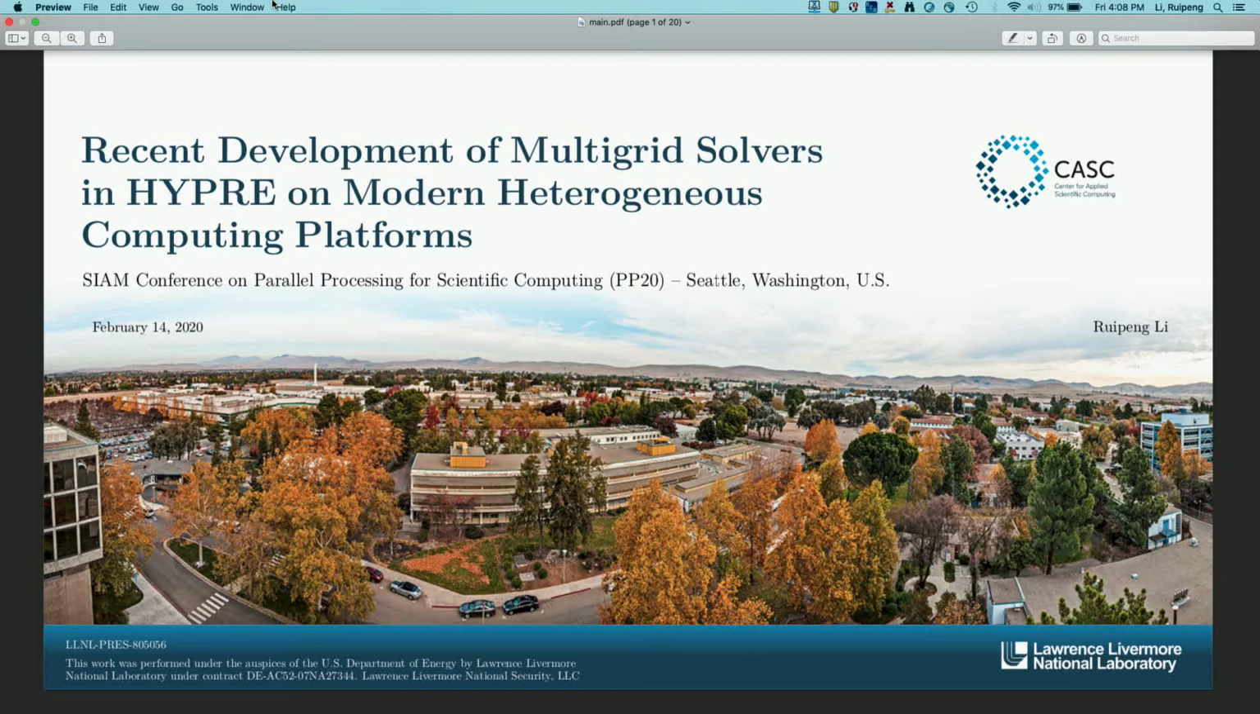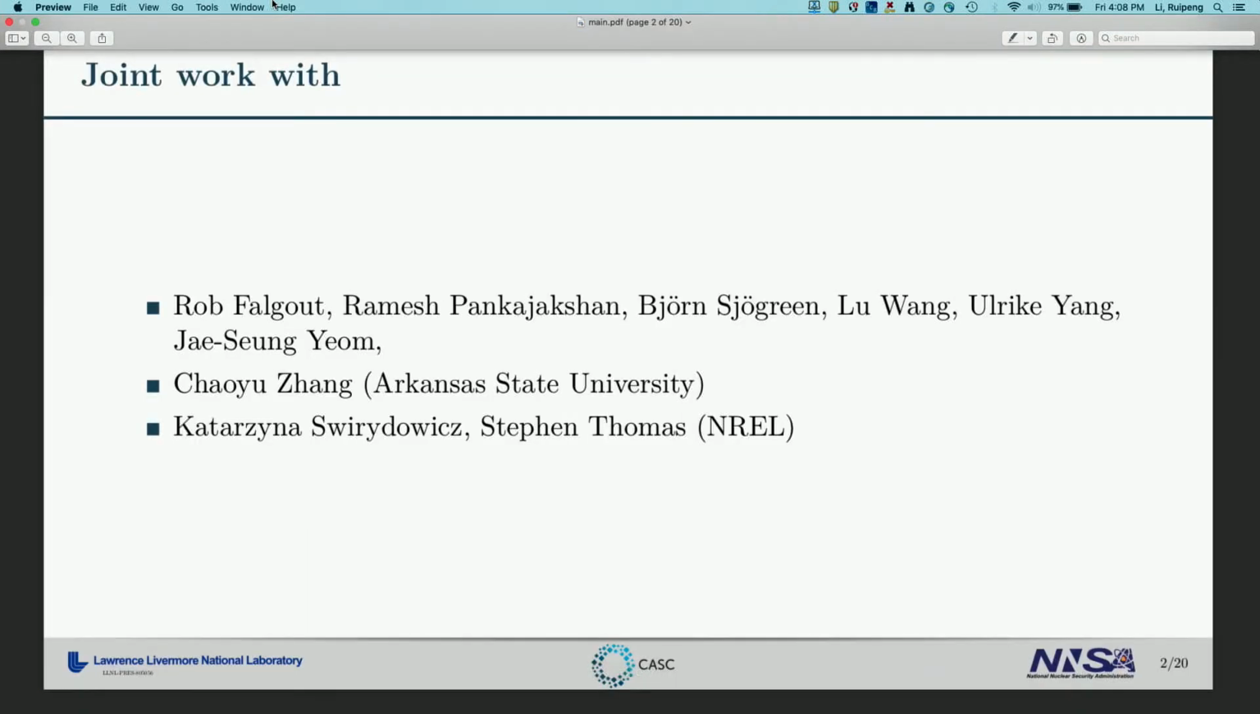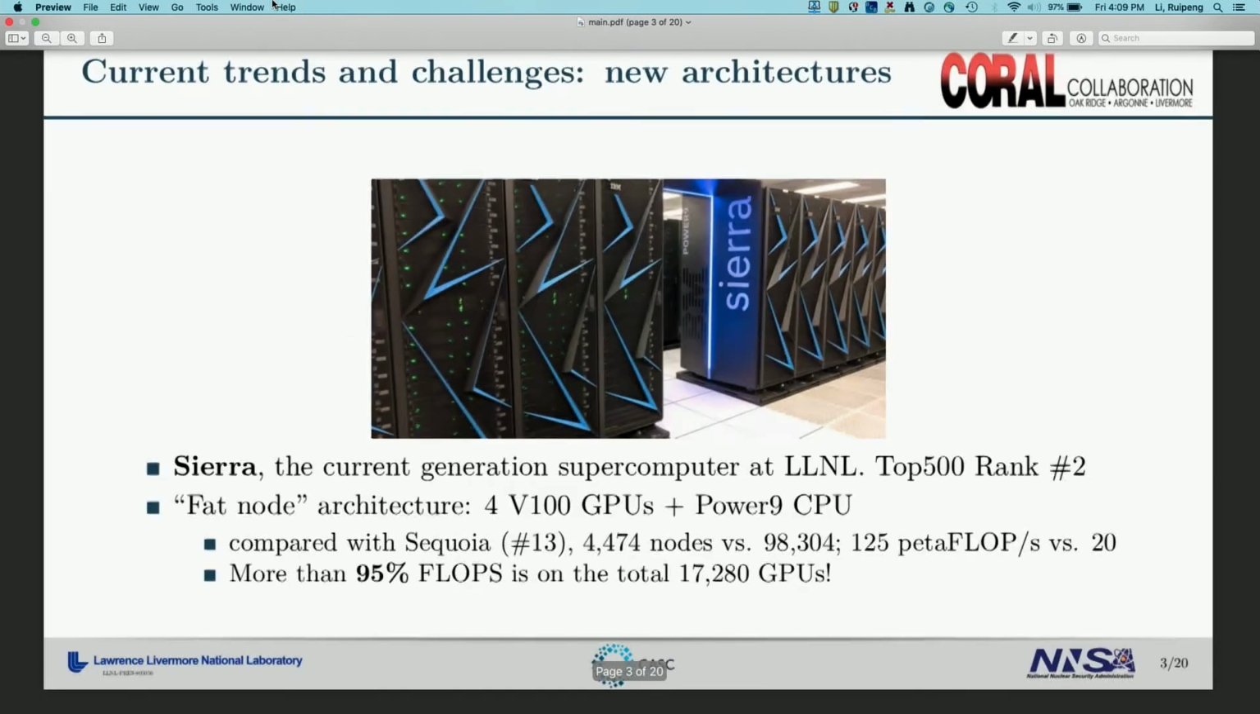Today I'm going to talk about our still in progress work on porting the multigrid solvers, in particular the AMG solvers in Hypre, to the GPU platforms. This is a joint work with a bunch of colleagues in Lawrence Livermore, and we have Chaoyu Zhang from Arkansas State, our former summer intern, and Keisha and Steve from Unreal, working on various things in Hypre.